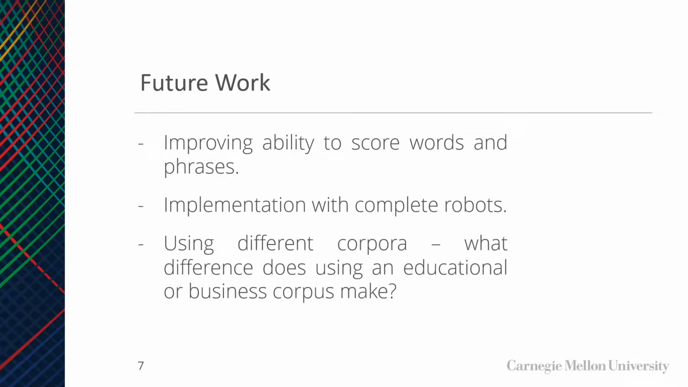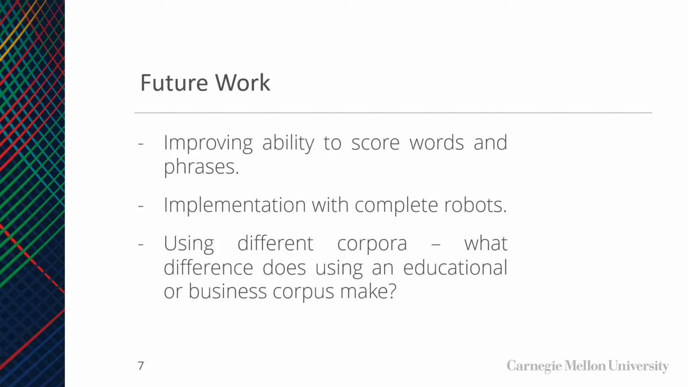For the future, we'd also like to find ways of improving our ability to score words and phrases. This might involve changing the equations that we use to create these scores, but it also might involve changing our approach. Instead of using sentiment, we might use emotion analysis to create different values. We'd also like to see this in a complete implementation with a robot, for example, one that can create body movement or have different facial expressions in order to create a more holistic experience.